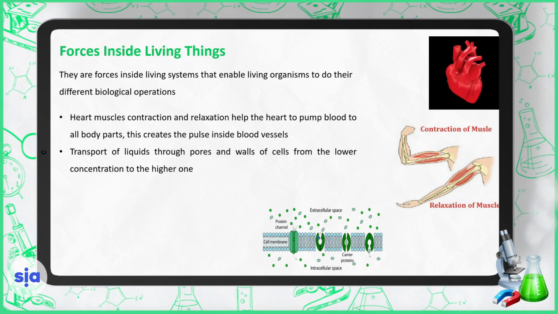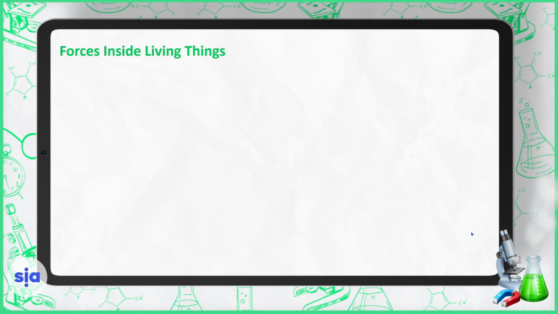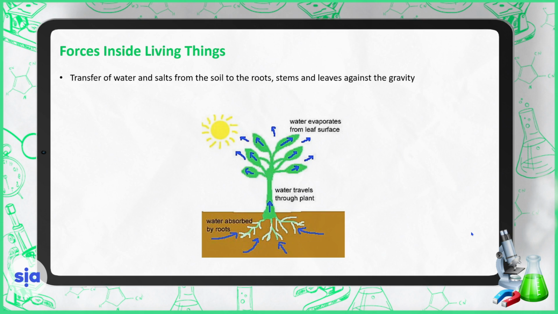Transportation of liquids through pores and walls of cells from the lower concentration to the higher concentration. Also the contraction and the relaxation of the skeletal muscle to move the body parts. What about plants? Transfer of water and salts from the soil to the roots, to the stems, to the leaves. And this process takes place against gravity.